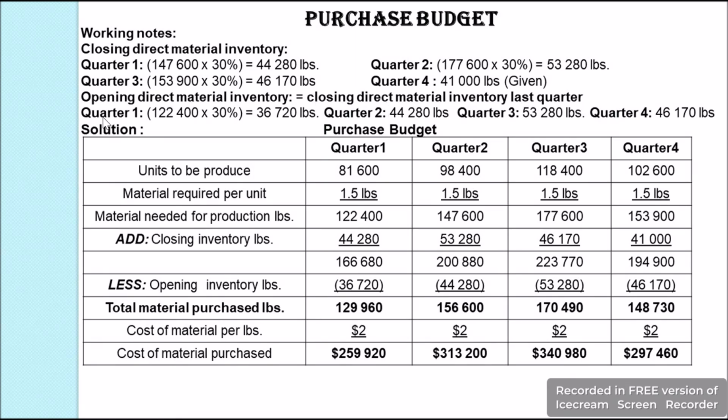So for the first budgeted quarter, what we will do is we'll take the closing inventory of the last quarter of our current year, and that will be 30% of the material needed in the first quarter, which is 122,400 times 30%, and we get 36,720. Now for the budgeted second quarter, the closing inventory of the last quarter, that is the budgeted first quarter, will be the opening inventory for the second quarter, as 44,280.